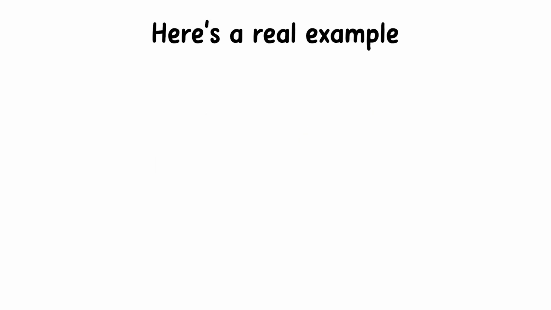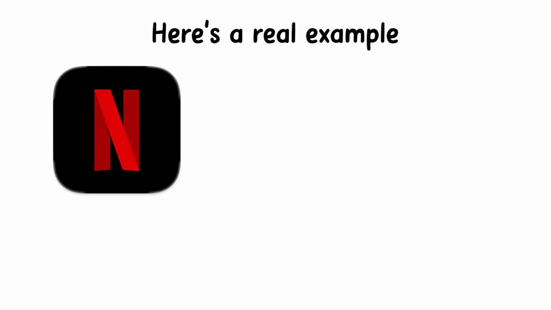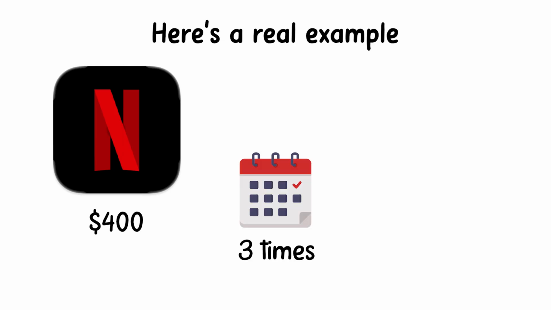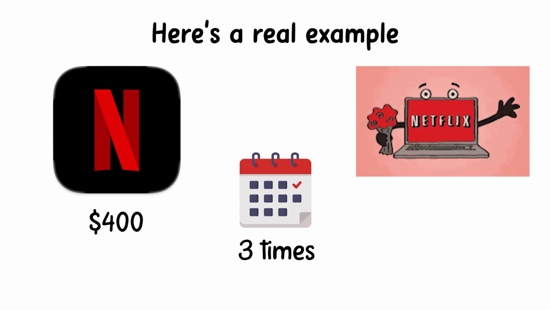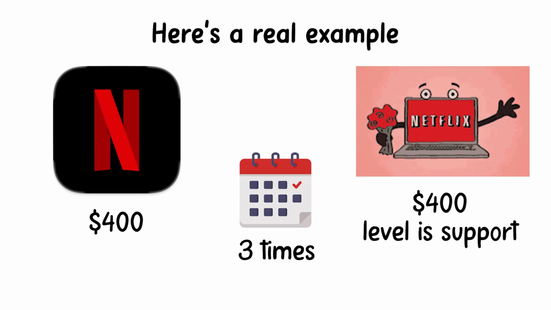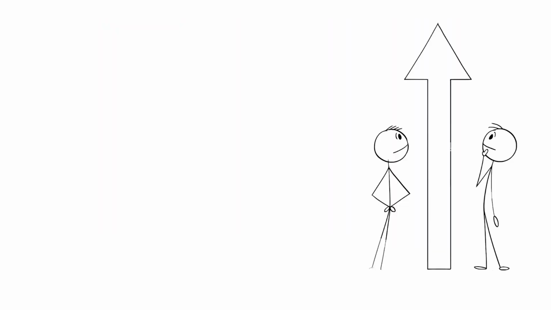Here's a real example using simple numbers. Let's say Netflix stock keeps bouncing off $400. 3 times in the past 2 months, Netflix dropped down to $400 and then bounced right back up. That $400 level is support. It's the floor. Now, Netflix is at $450 and starting to drop. You watch it fall to $420, then $410, then $400. Right at $400, you see it stop falling and start going back up.